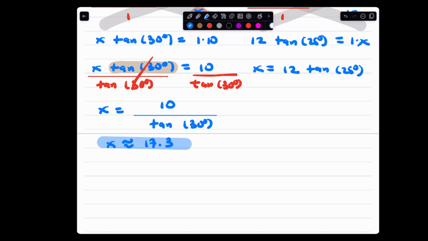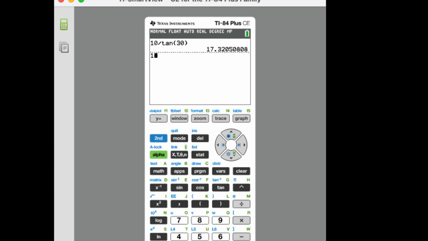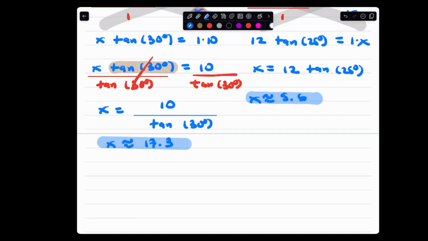All right. The next one is 12 tangent 25. So we'll say now 12 tangent of 25. And that's multiplication, right? It's not division, so be careful. What is this numerically to the nearest tenths? 5.6. So x is approximately 5.6. And ladies and gentlemen, here's your answers.